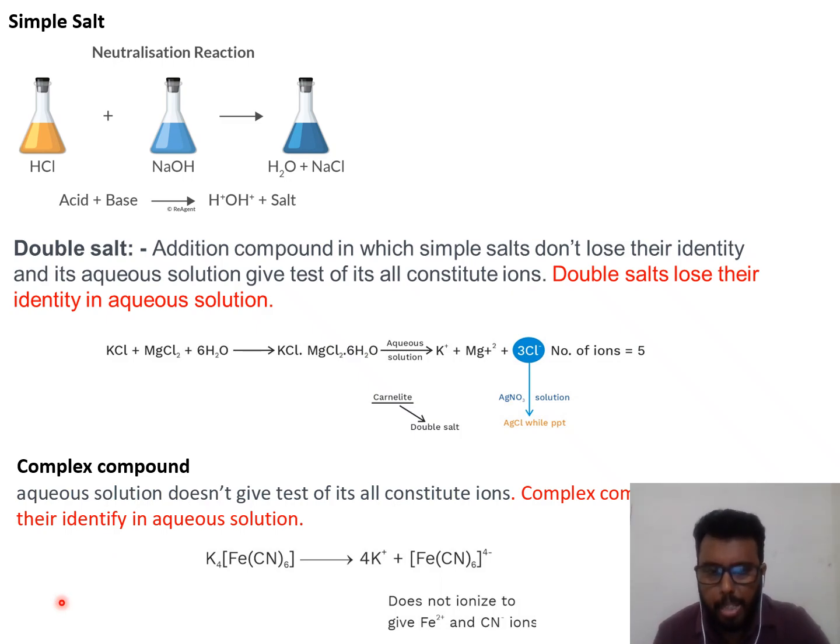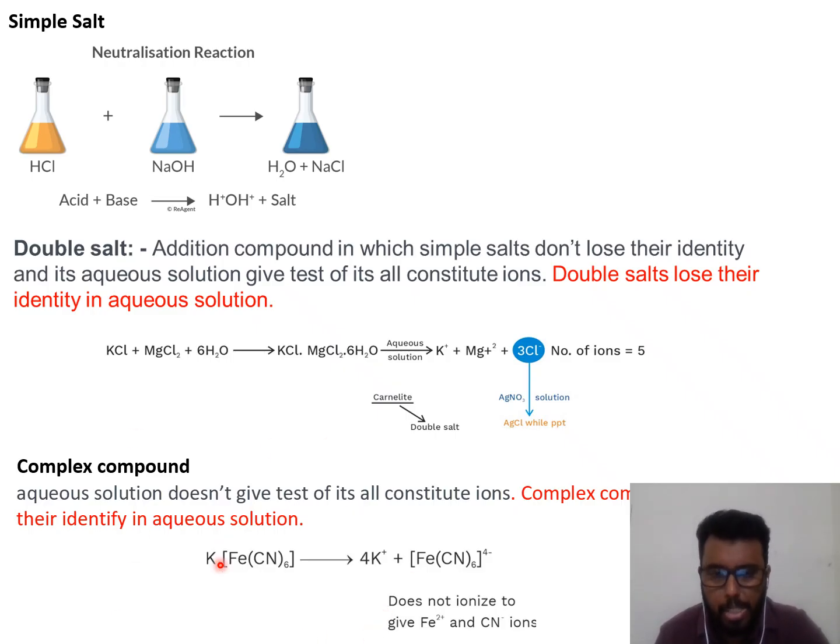This is something like a complex identity. Let's see how it looks and what its properties are. A complex compound's aqueous solution does not give tests for all its constituent ions. For example, in the previous case, we have seen potassium magnesium chloride. You can individually do the chloride test, magnesium ion test, and potassium ion test.